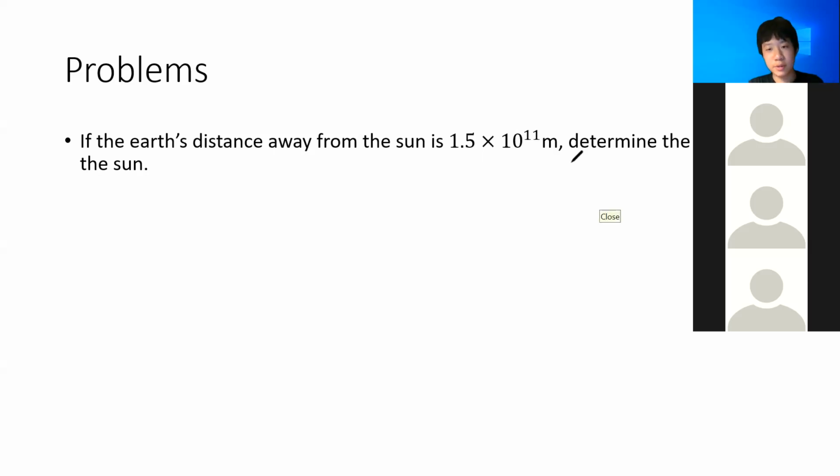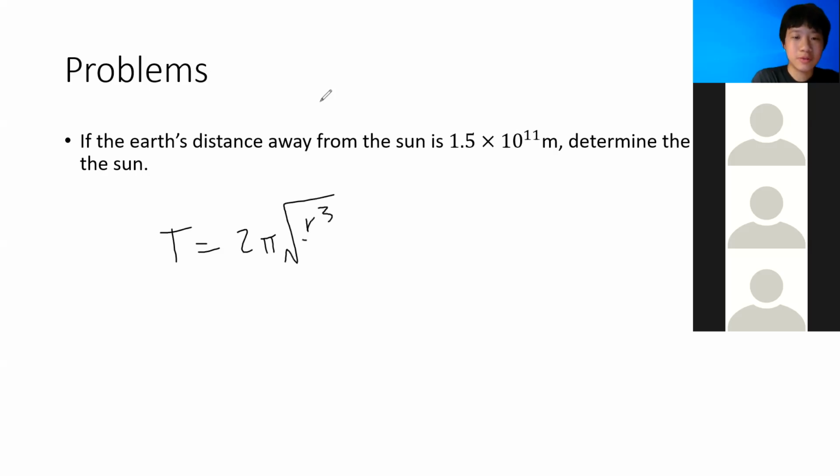All right, so I don't really want to go too much over time, so I'm going to explain this problem now. Earth's distance away from the sun is 1.5 times 10 to the 11th meters. Determine the mass of the sun. So this is where the formula for period comes in handy, which is 2 pi square root of r cubed over gm. But you don't need to memorize this formula. If you don't want to memorize all this, you don't need to.